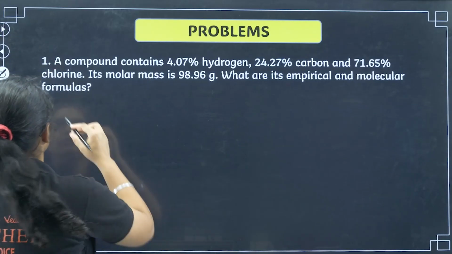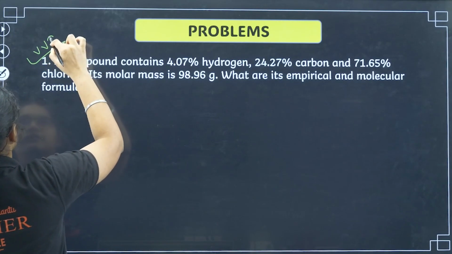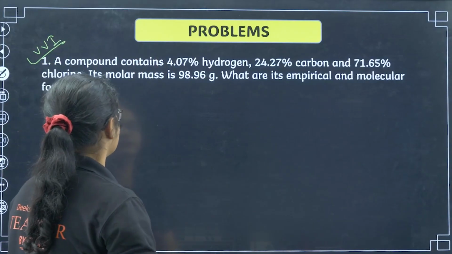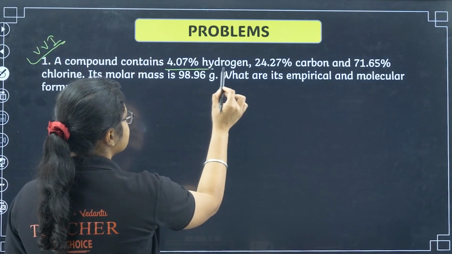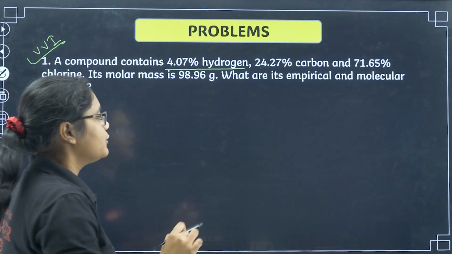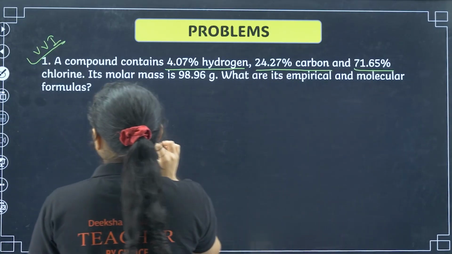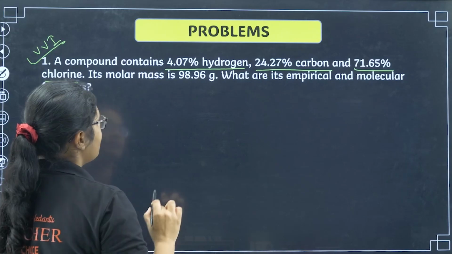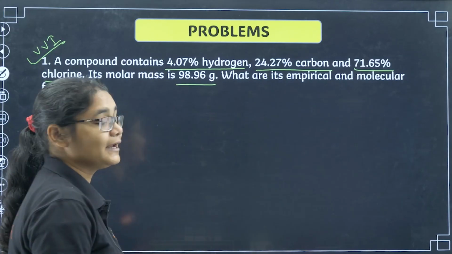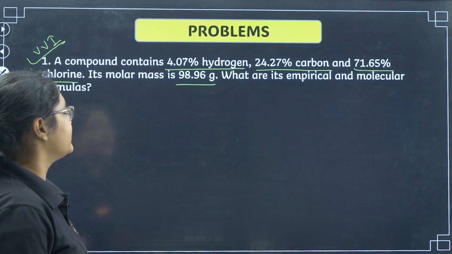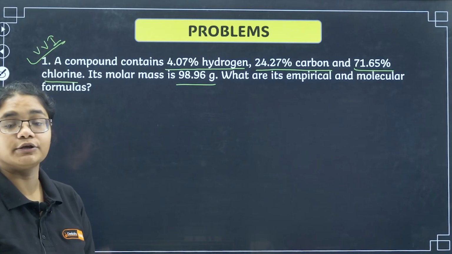This is a very important question. Again, you will be given similar questions in the exam as well. A compound contains 4.07% of hydrogen, 24.27% of carbon, 71.65% of chlorine. Its molar mass is 98.96 gram. What are its empirical formula and molecular formula?